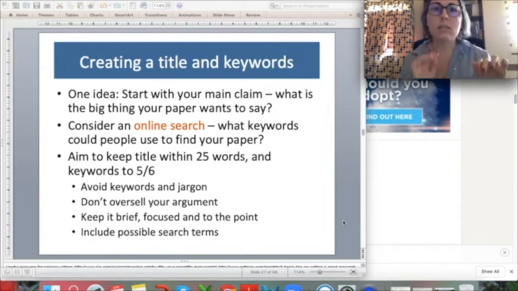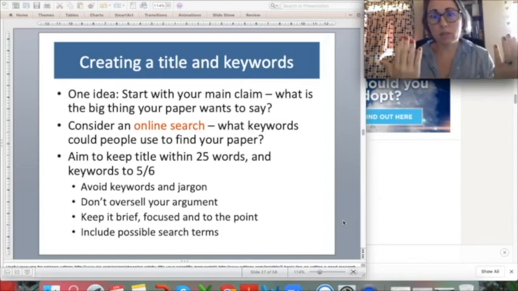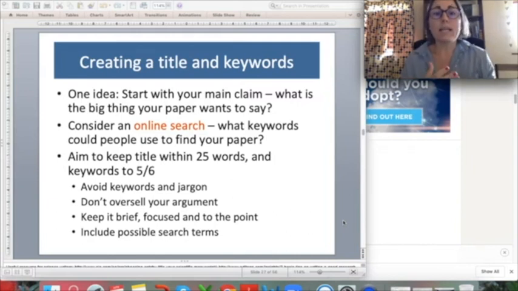The keywords that they type into EBSCOhost or Google Scholar or Sabinet or wherever it is that they're searching are then used by the search engine to match as closely as possible the keywords to the titles of articles. So one idea is to start with your main claim, your contribution to the conversation or your contribution to knowledge, and then to try and encapsulate that. What is the point of your paper? What is your paper trying to do or say?